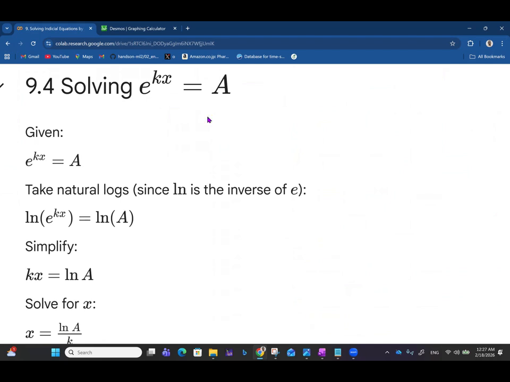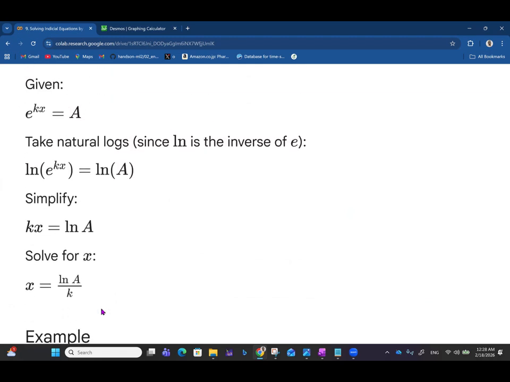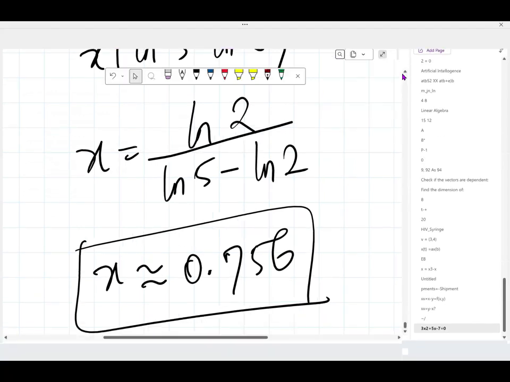But here now we have the base as e. E now is approximately 2.718, but a can take any other number, right? So solving e raised power kx equals a now. If you're given that e raised power kx is equal to a, we take natural logarithm since ln is the inverse of e. So in this case, we have ln of e raised power kx equals ln a. You simplify, you get kx equals ln a, and solve for x, you get x is ln a all over k.